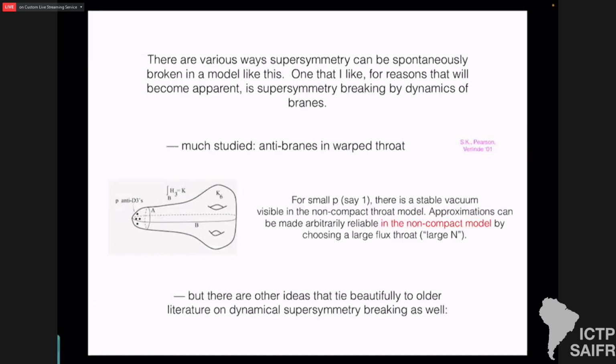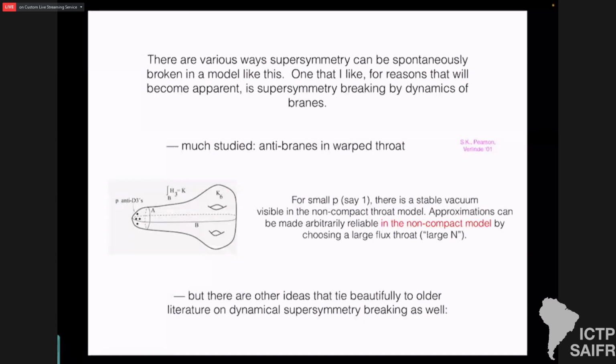We studied this in a paper with Pearson and Berlinda long ago. And the idea is very simple. There's a smooth classical geometry generated by a lot of flux, this warped throat. If you put a small number of anti-branes into it, they carry the opposite supersymmetry orientation to the throat. They break supersymmetry. For small numbers of such branes and small g_s times p, there's a stable vacuum visible in the non-compact throat model. Approximations of this vacuum can be made arbitrarily reliable in the non-compact case by choosing sufficiently large flux. Okay, so at small g_s p and at large enough flux, I think it's essentially indisputable that there is a stable non-supersymmetric vacuum.